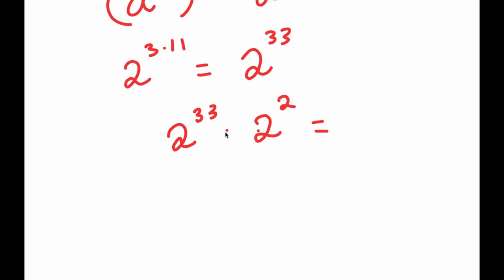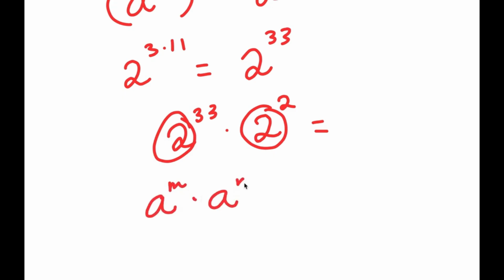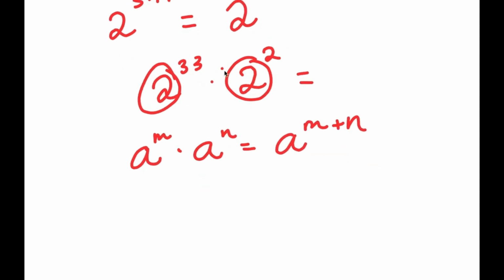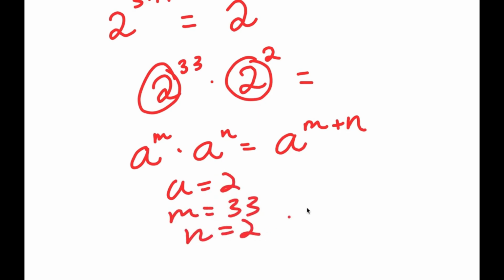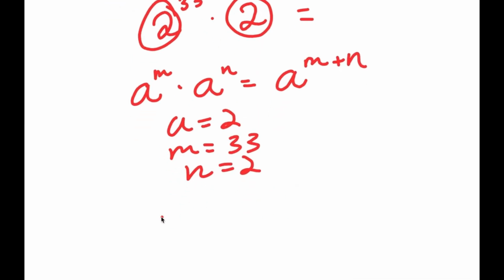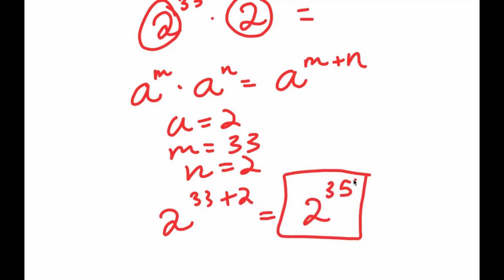Now, the last part is a fairly easy step. Because both of these bases are the same, if I have something in the form a to the power of m times a to the power of n, this is equal to a to the power of m plus n. So over here, I have 2 to the power of 33 times 2 squared. I can think of a as 2, m as 33, and n as 2. So I can rewrite this as 2 to the power of 33 plus 2, which is equal to 2 to the power of 35.